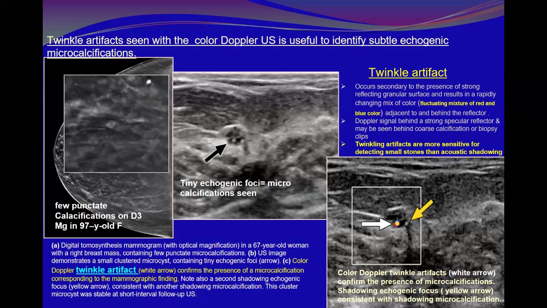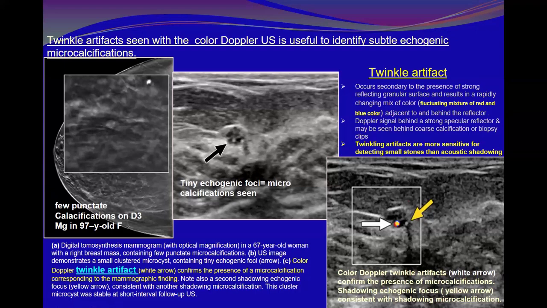Though this one here can show minimal faint posterior shadowing. When we turn on the color Doppler, we can see these twinkle artifacts in these calcifications, and the other one doesn't show the twinkle but demonstrates the posterior shadowing.